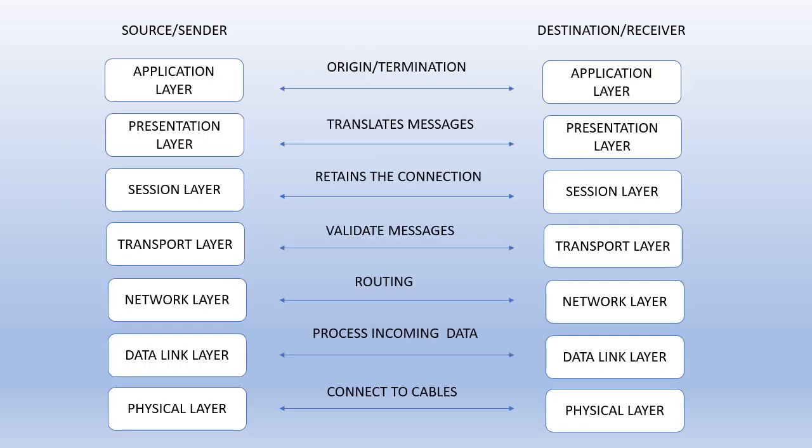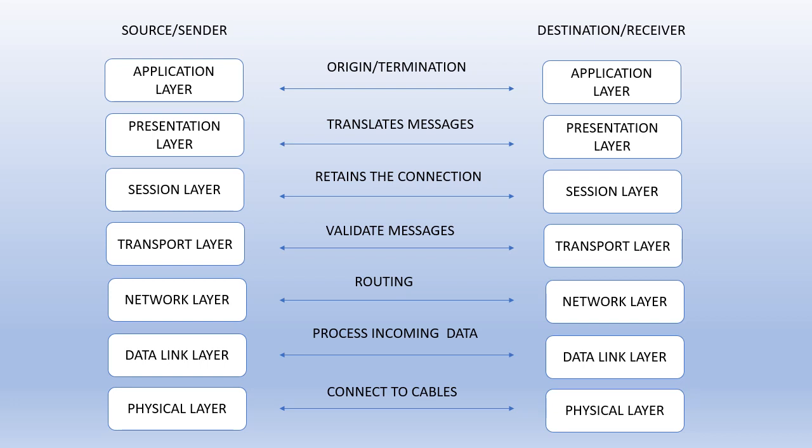To begin with, we know that the OSI model has 7 layers to it, where the application layer is at the top and the physical layer at the bottom. The 7 layers reside at both the source and the destination. Starting at the top, the application layer is where a message originates or terminates. Presentation layer is responsible for the translation of the messages to the correct format.